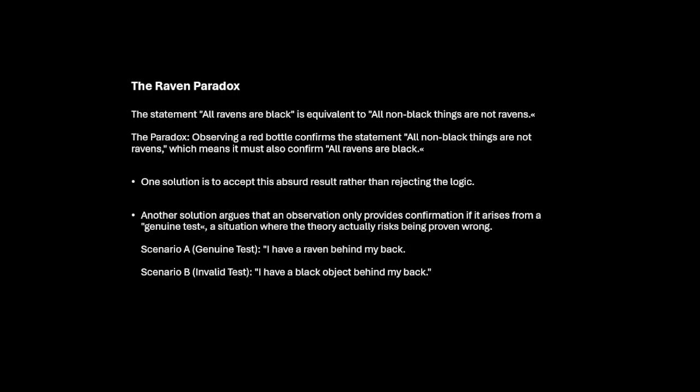There's another solution, which is a good solution. It suggests that an observation only counts as confirmation if it arises during a genuine test. A genuine test is the test where the theory could have been proved wrong.